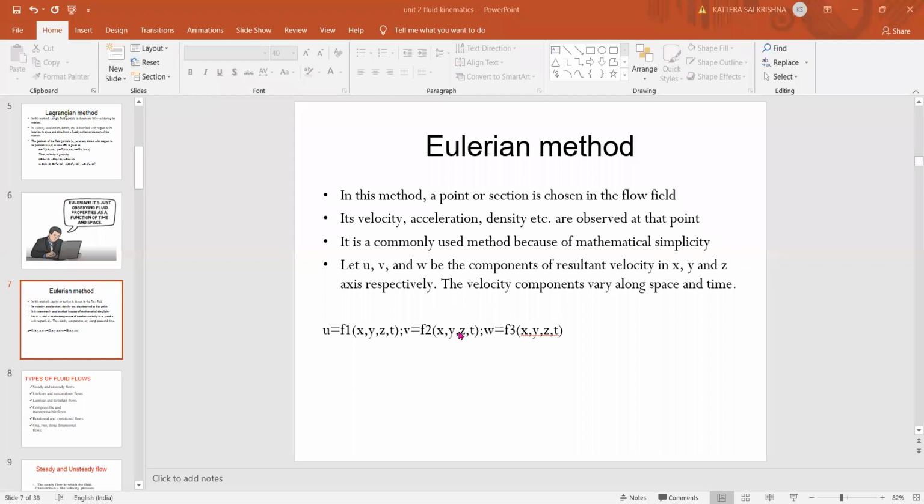Next, we have different types of flows. Till now we have seen types of fluids only. Now we will see different types of fluid flows.